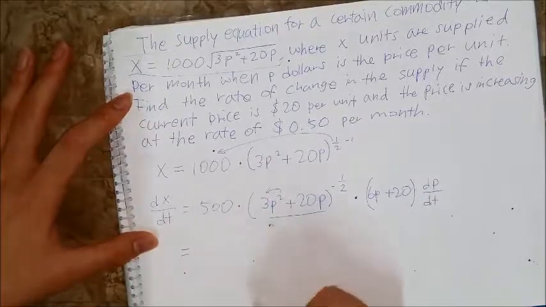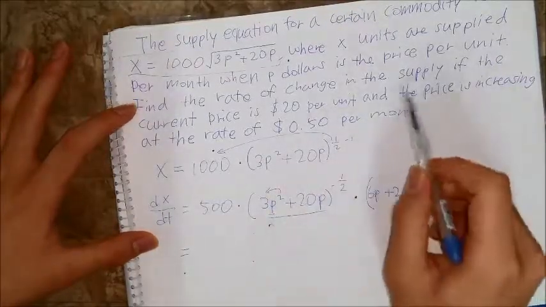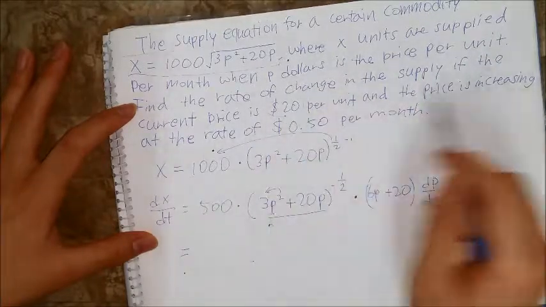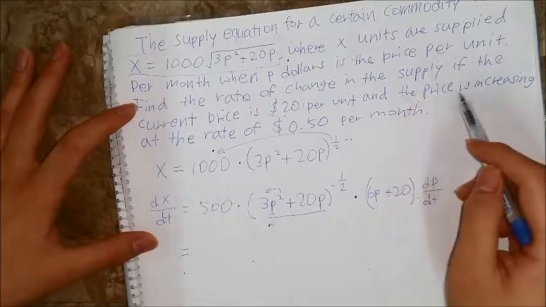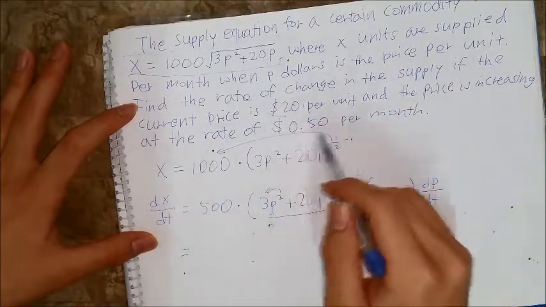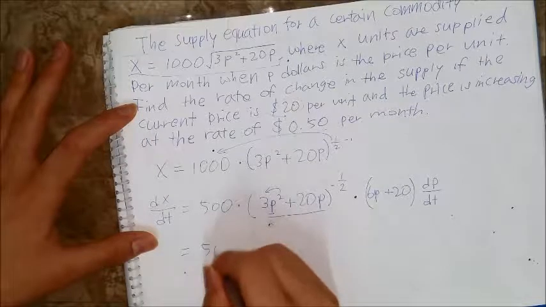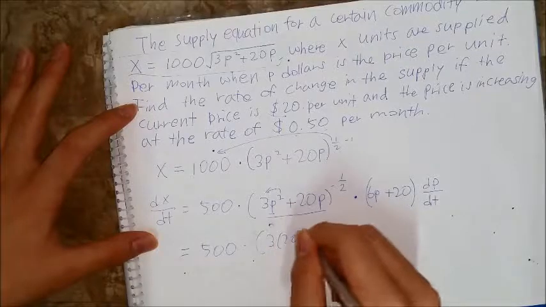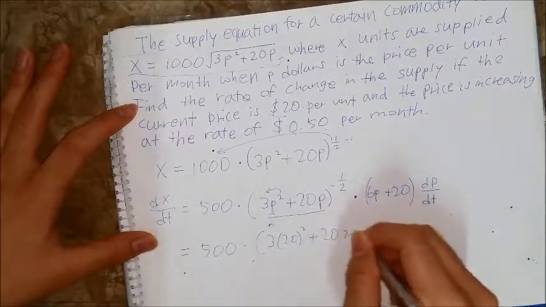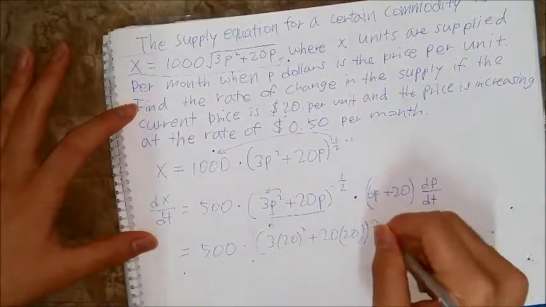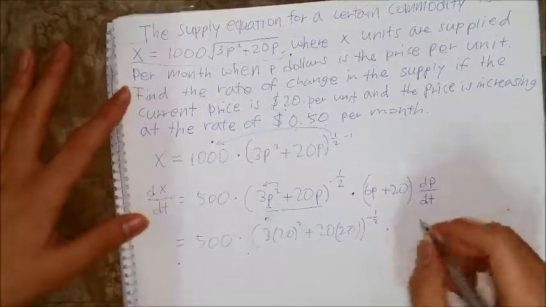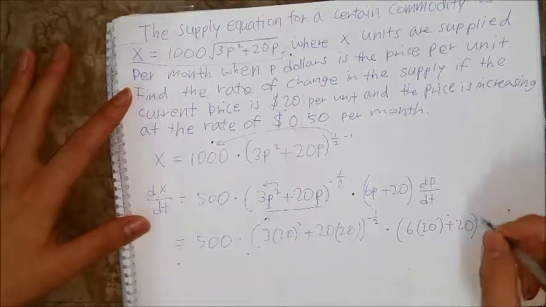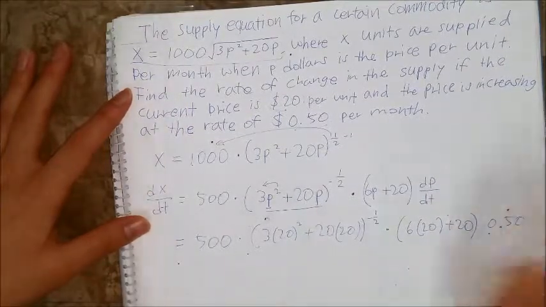So here our p is $20 and the price is increasing at the rate of 0.50. So we put in 500 times 3 times 20 squared plus 20 times 20, to the power of minus 1/2, times 6 times 20 plus 20, and 0.50.